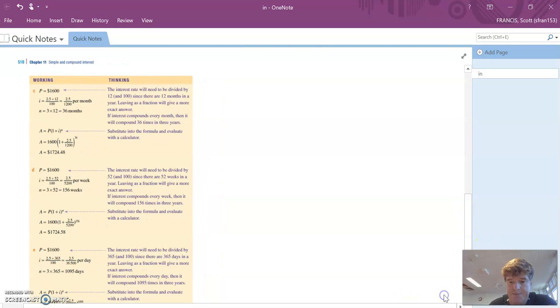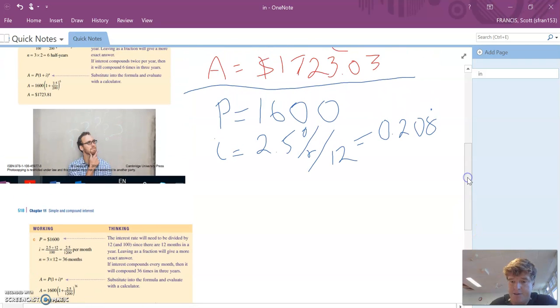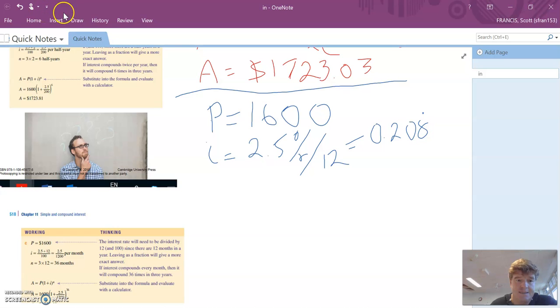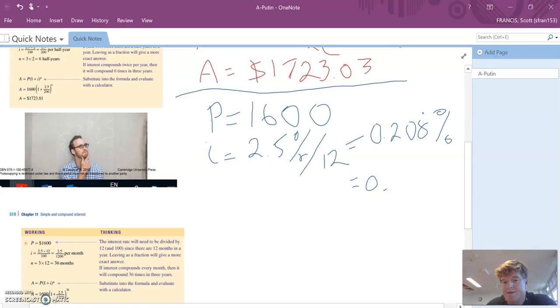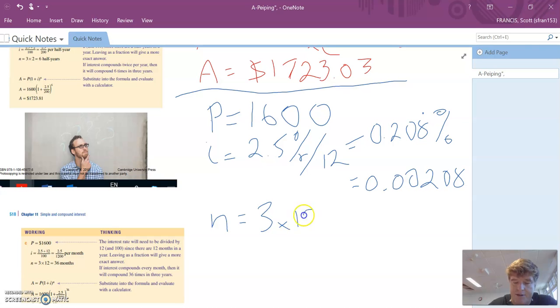It's getting a little bit tricky here. 0.208%, which equals, and this is a little bit hard, this percent means per 100. So it's 0.208 divided by 100. So we put in 2 more zeros. 208 is the number that we've got there. Now we have to work out the number of times it compounds. If it compounds over 3 years every month, there's 12 months in a year, it's going to compound 3 multiplied by 12, which equals 36 times.